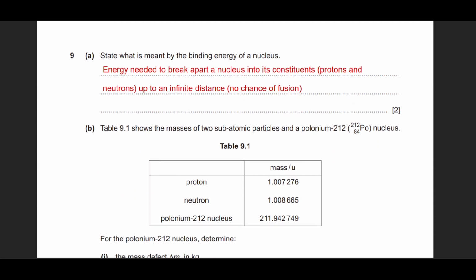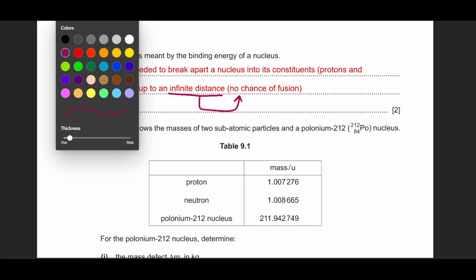That's your choice. Question number 9 says, what is meant by binding energy? Binding energy is the energy required to break the nucleus apart into its protons and neutrons and take them so far away from each other that fusion cannot occur again. That's why in the definition he says that they are now at an infinite distance. Why does he have to say infinite distance? Because he wants you to understand that there is no chance of fusion any longer.